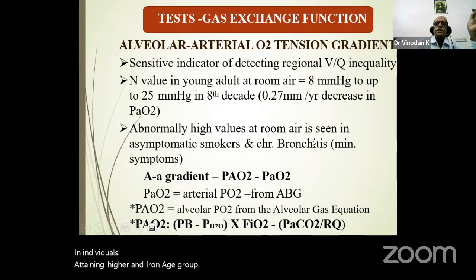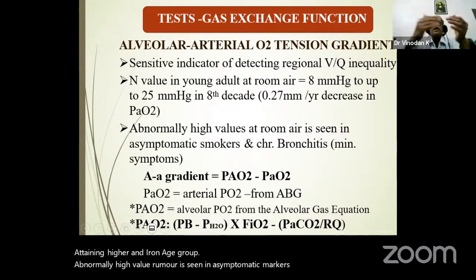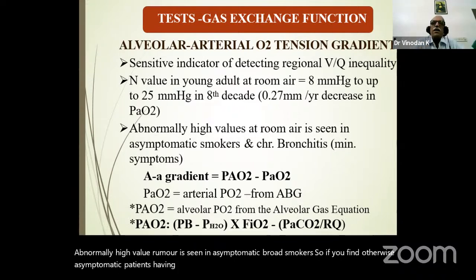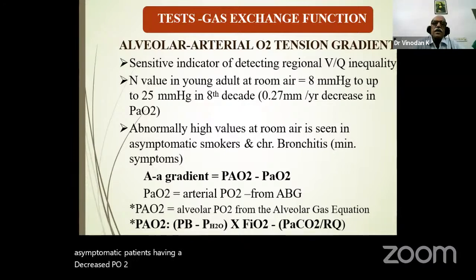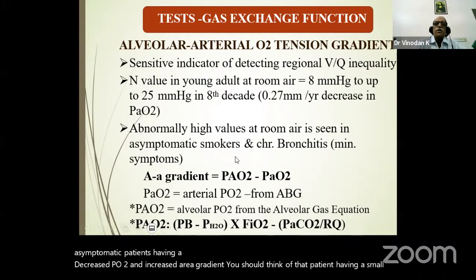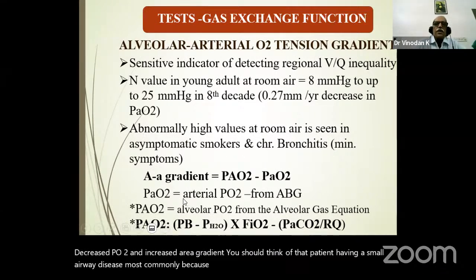Abnormally high values at room air are seen in asymptomatic smokers. So if you find otherwise asymptomatic patients having a decreased PaO2 and increased A-a gradient, you should think of that patient having a small airway disease, most commonly because of smoking. How do you calculate it?